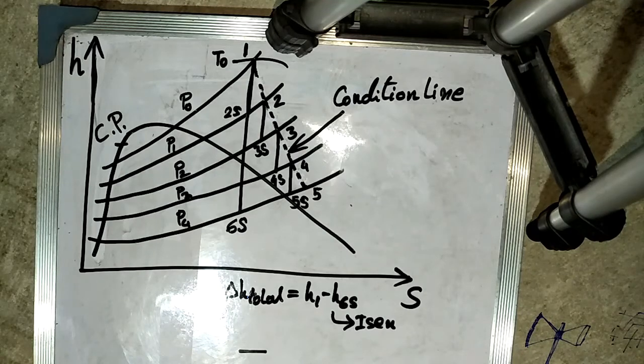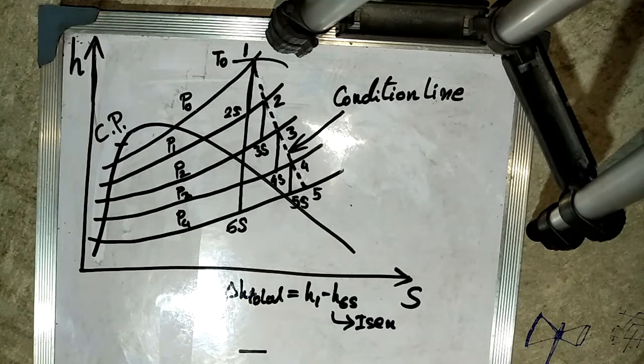In the same way, the enthalpy drops H3 minus H4S and H4 minus H5S are obtained from the Mollier diagram, and the state 5 is fixed. The states 2, 3, 4 and 5 record the actual conditions of steam exit from each stage, and the locus through these states is called the condition line.